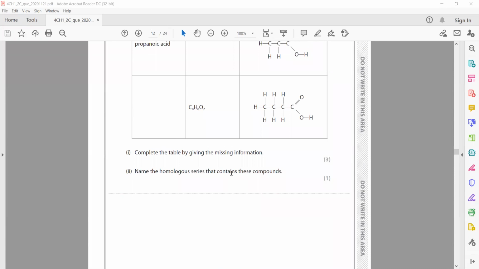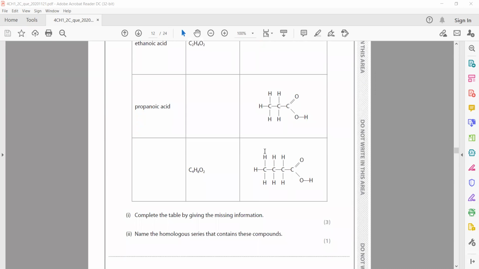Name the homologous series that contains these compounds. So that is called carboxylic acid.